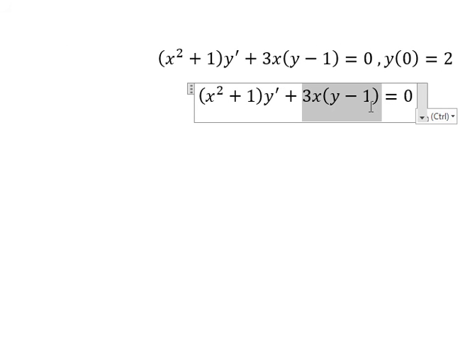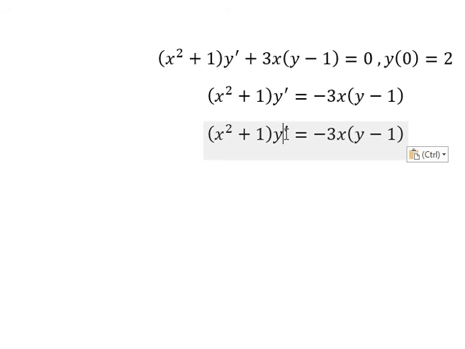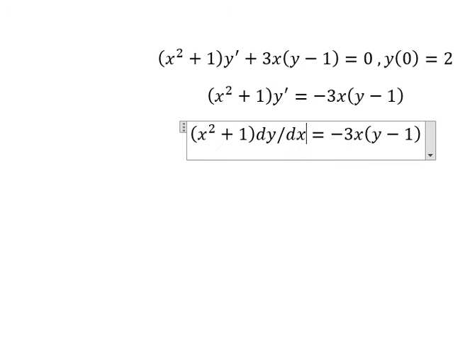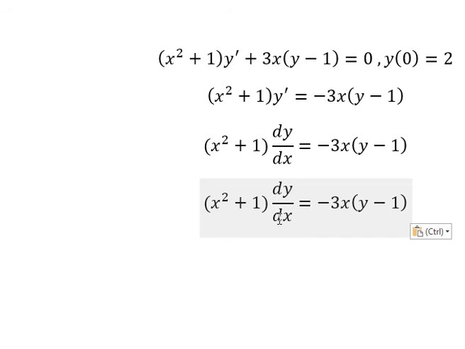So I will put this one go to the right. So this one we change by dy over dx. Next, I will put ds and s squared plus 1 go to the left, go to the right, y minus 1 go to the left.